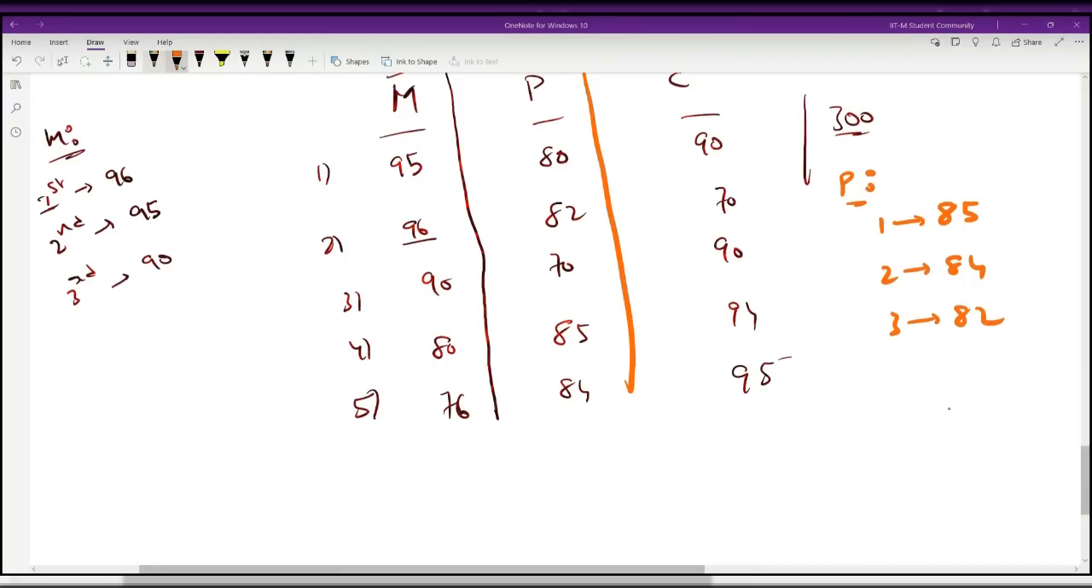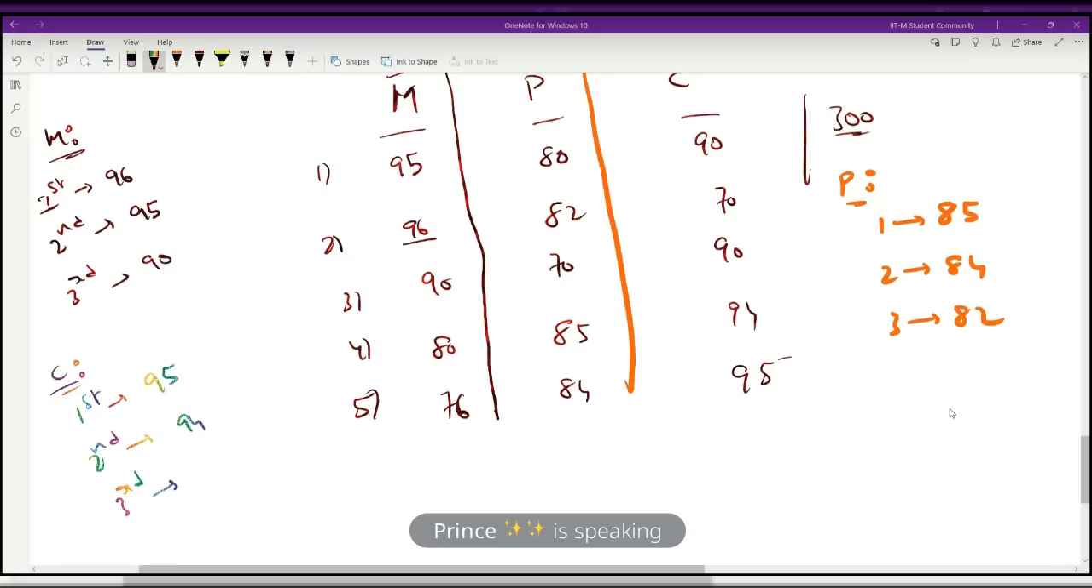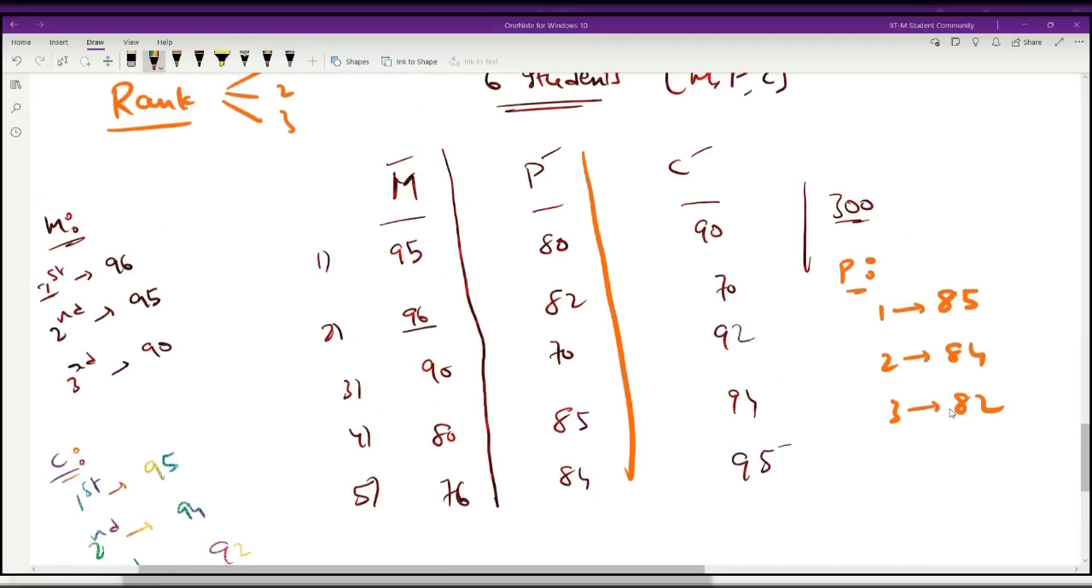And in chemistry, what can we declare? Fifth person first, second, fourth person second, and first person third. First and third both have scored 90. Then let's change some value over here. Let us take this to be 92. Is that fine? Third one is third.